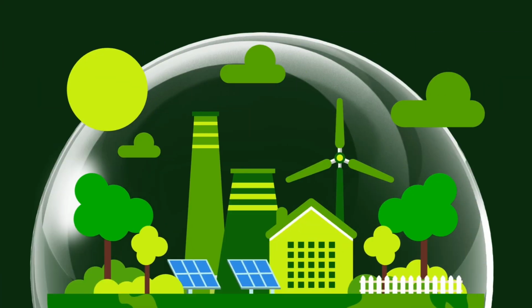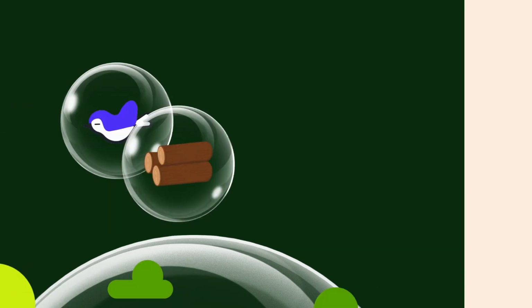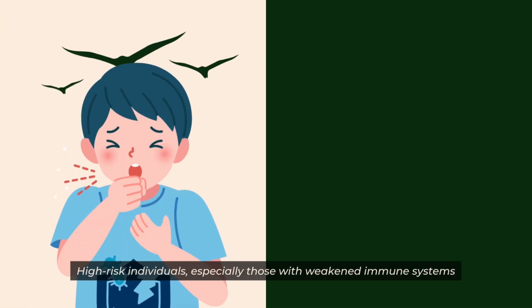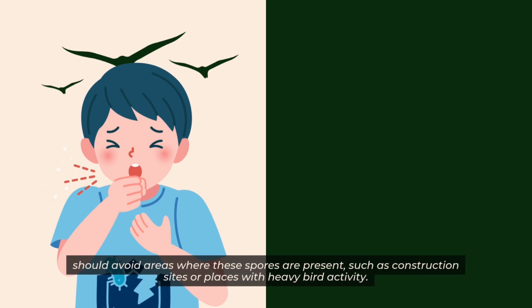Preventing Cryptococcus neoformans infection starts with environmental control. This fungus is commonly acquired through inhaling spores from bird droppings, soil, or decaying wood. High-risk individuals, especially those with weakened immune systems, should avoid areas where these spores are present, such as construction sites or places with heavy bird activity.